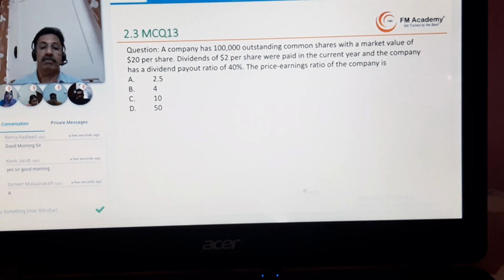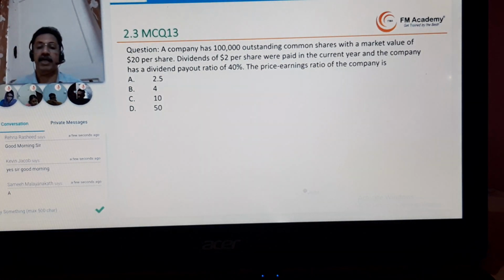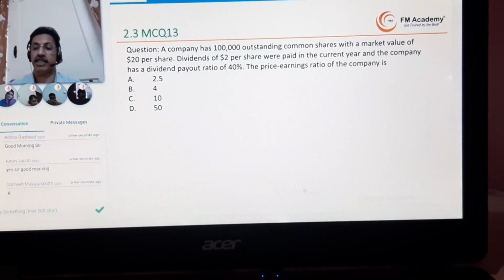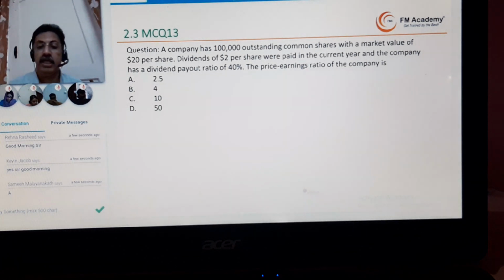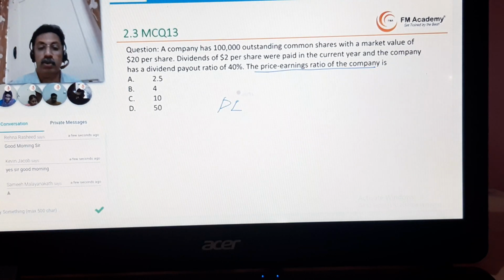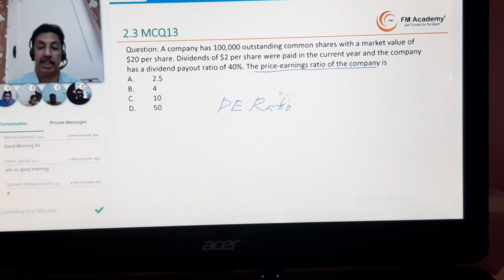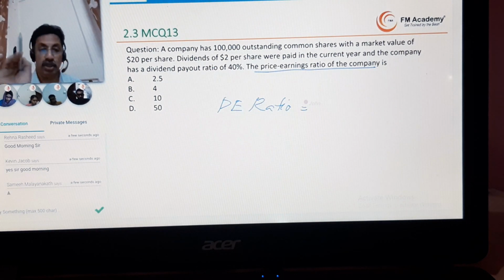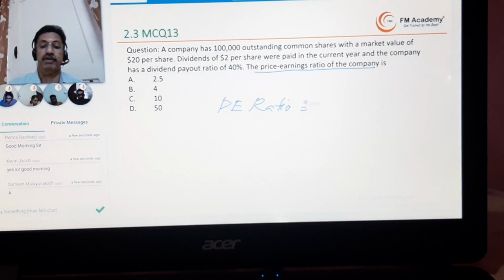Next, question number 13. A company has 100,000 outstanding common shares with a market value of 20 per share. What is the price earning ratio? P/E ratio. This is a very important ratio. It is very popular in the press. It is commonly referred to as the P/E ratio, or P/E multiple, they say. So this ratio, you should not be writing it as a percentage, it's a multiple.